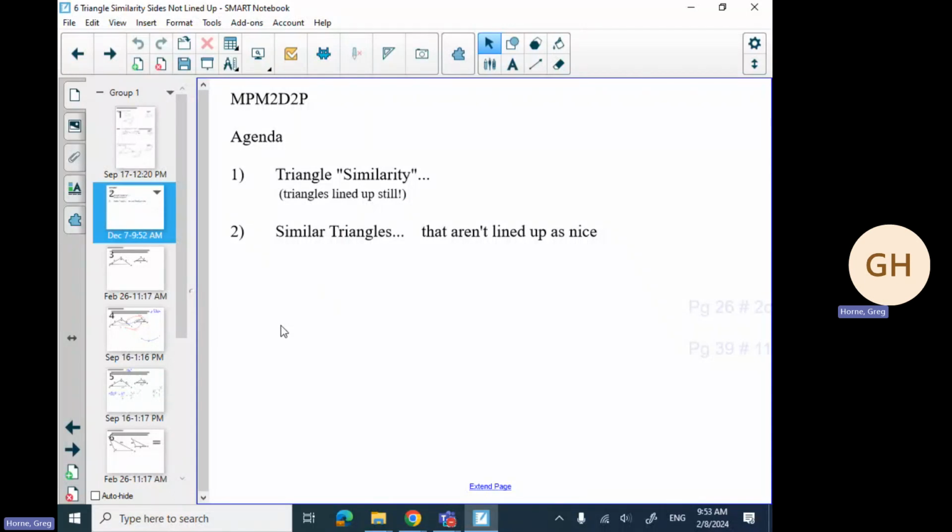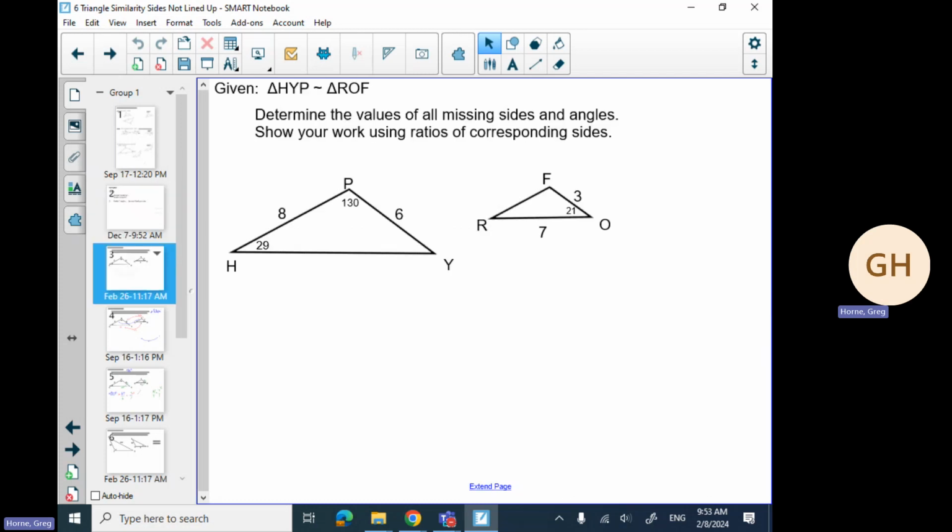Good day, everyone. Today's lesson is similar triangles still, just in cases where they aren't lined up nice. Nice review yesterday, basically, but just when they're not lined up as nicely. So just a quick review to start with.